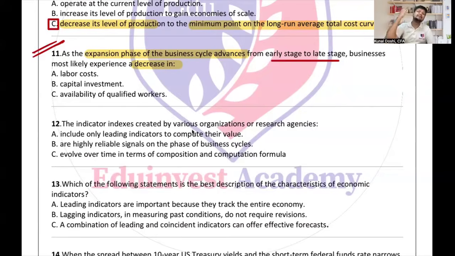Capital investment actually decreases later. When the economy reaches the peak, that's the sign that the economy has peaked. When the peak arrives, that's where you will see capex falling. So the answer here is availability of qualified workers. Why? Because when the economy is experiencing a very high scale of growth, it's difficult to find qualified workers. Businesses have difficulty in finding workers.